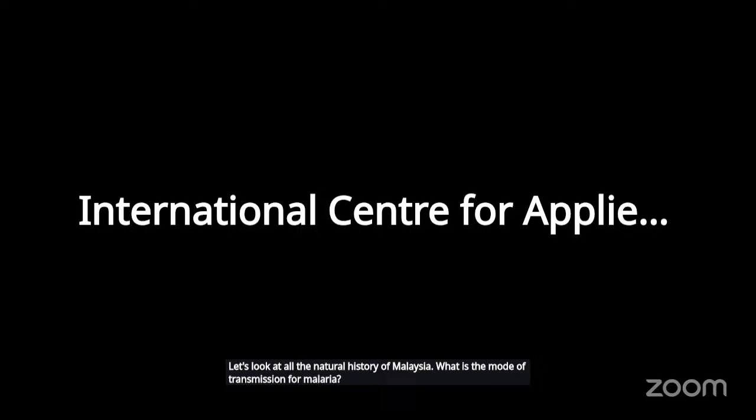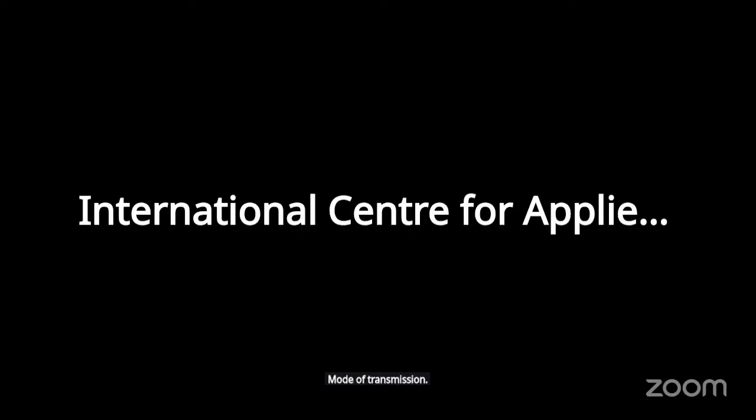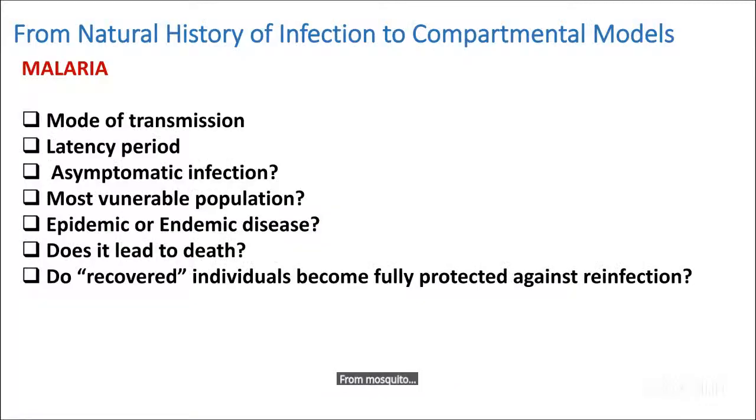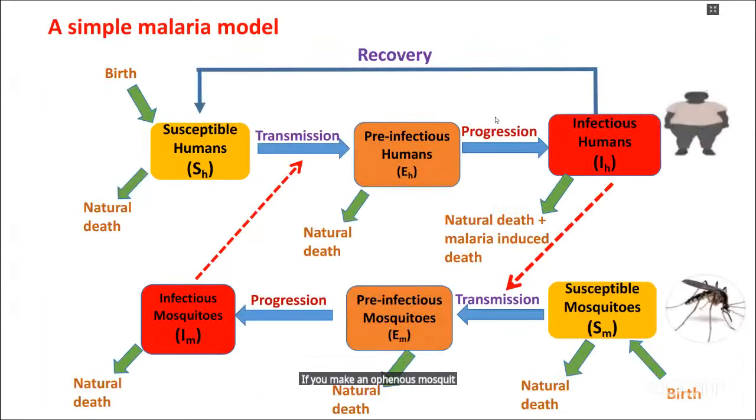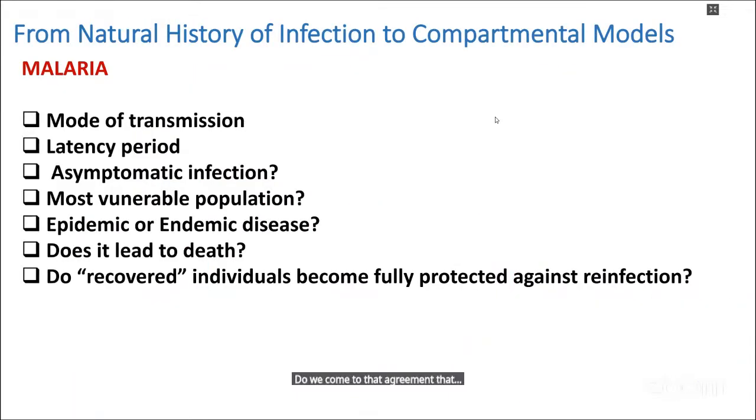So let's look at some of the natural history of malaria. What is the mode of transmission for malaria? Mode of transmission, human to human, mosquito, so it's a two-stage, from who to who now? From mosquito to human, from an infectious female Anopheles. So subsequently, if I mention mosquito, just take it that I'm referring to a female Anopheles mosquito. Do we agree? Do we come to that agreement that henceforth, once I mention mosquito, we are talking about the female Anopheles mosquito?